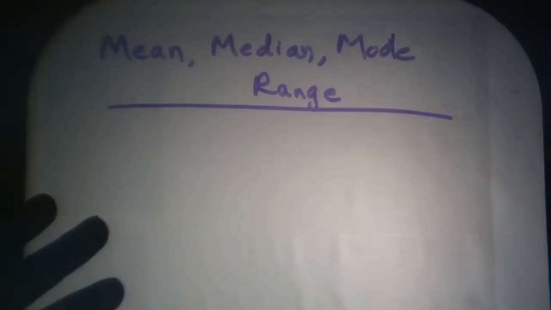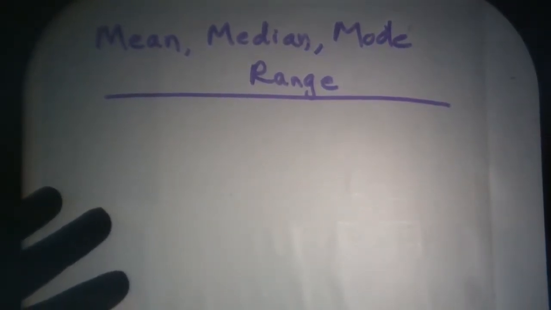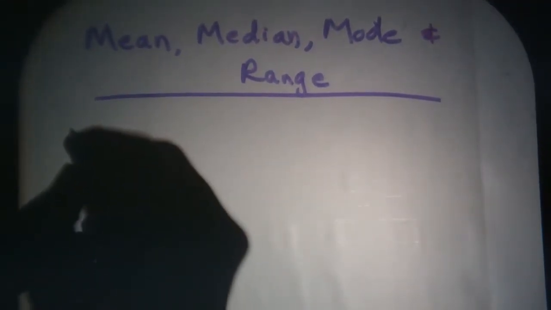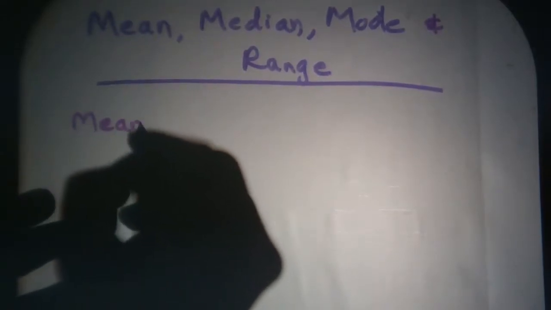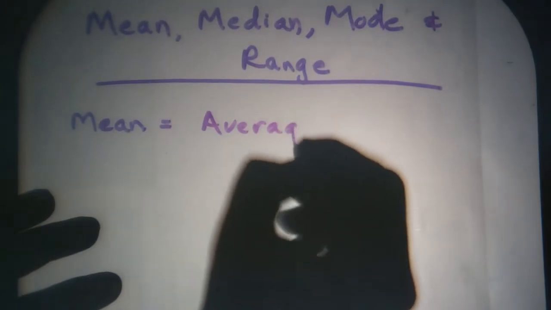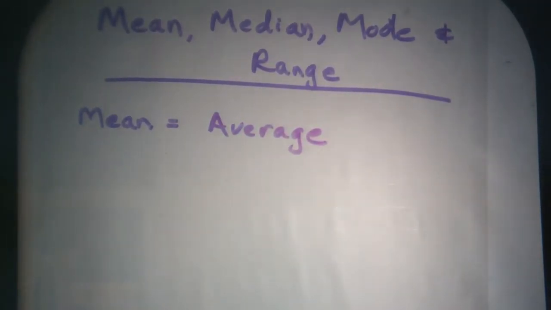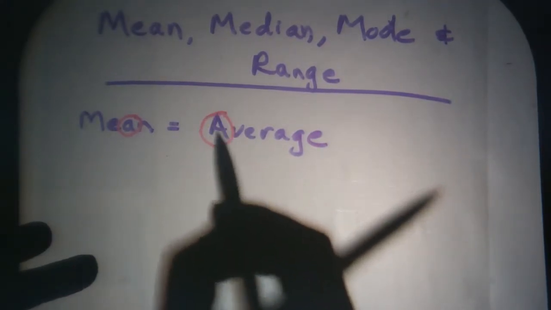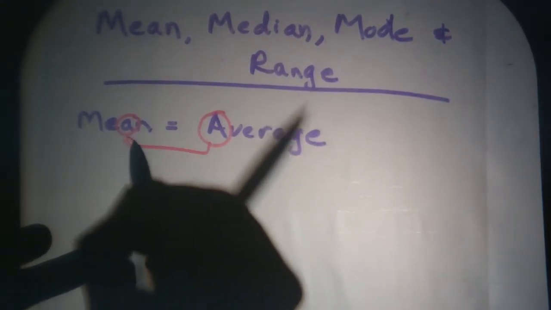Alright, we're going to review the mean, median, mode, and range today. So mean is the average of a set of numbers. So you could think of the A in average and the A with mean.